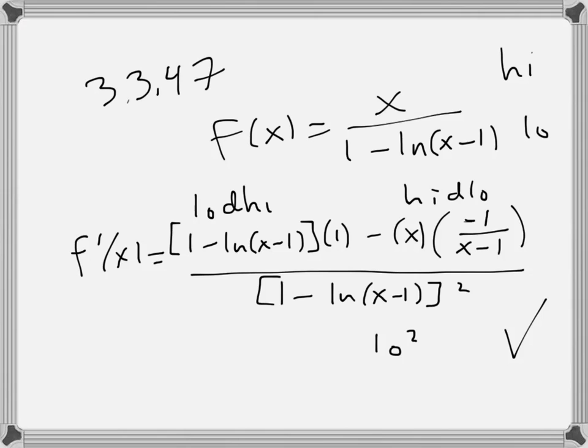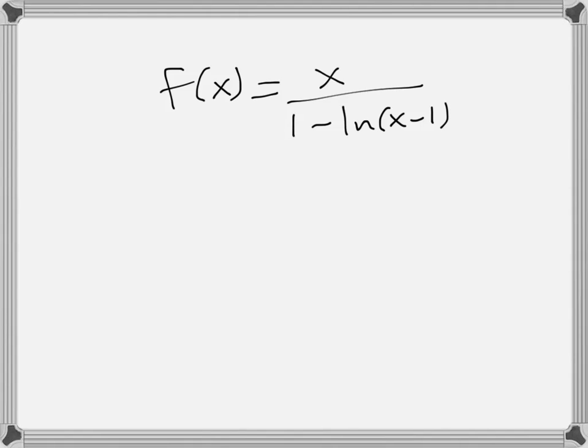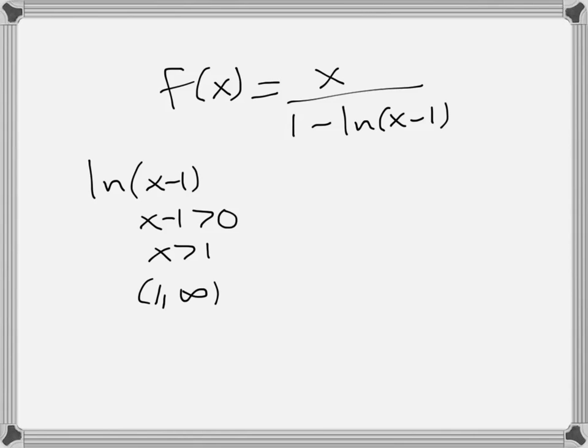The real problem here is trying to figure out the domain. So let's start with a clean slate here. The function is x over 1 minus ln of x minus 1. There's two problems. ln can't have a 0 or a negative number. So let's start with that problem. Well, this argument, x minus 1, has to be greater than 0. That means x has to be greater than 1. So at best, I can use 1 through infinity.